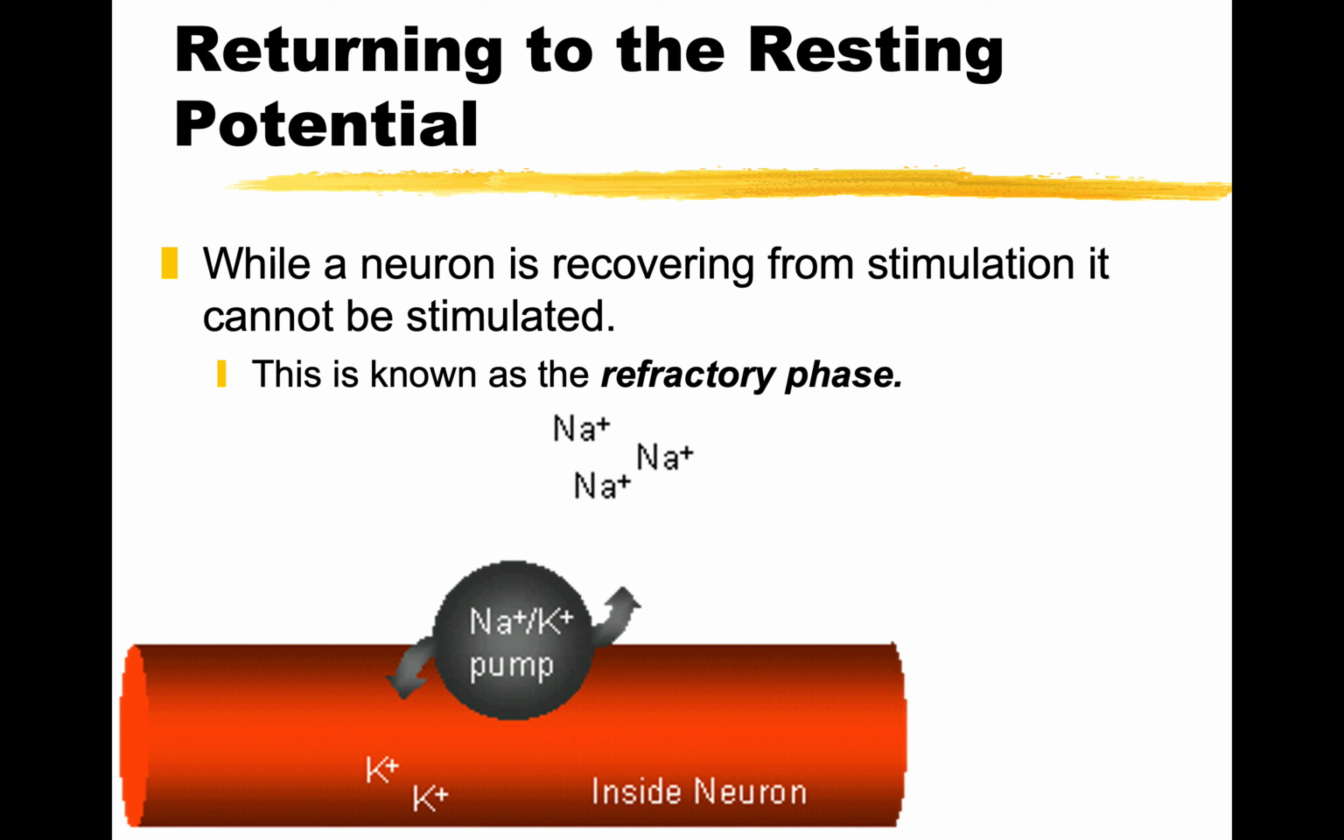While a neuron is recovering from stimulation, it cannot be stimulated, and this is known as the refractory phase. This sounds like it takes a long time. All these things, the ions are moving back and forth, but the reality is that it's a very, very short period of time. So the refractory phase is also a relatively short period of time.